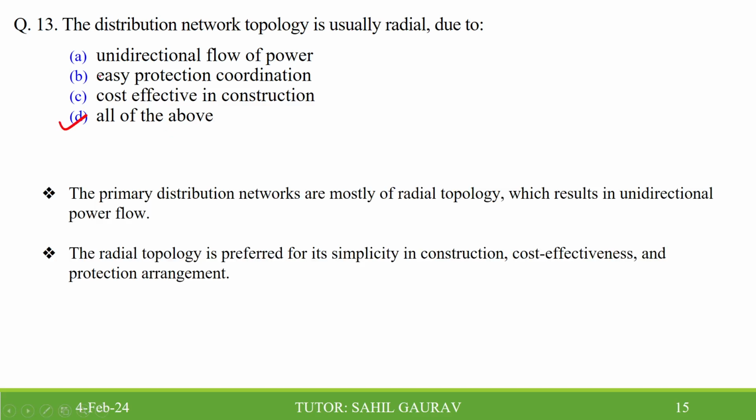Now if we see the primary distribution, we know that the primary distribution networks are mostly of radial topology, which results in unidirectional power flow, and this radial topology is preferred for its simplicity in construction, cost effectiveness, and protection arrangement. So all of these are advantages of radial topology.